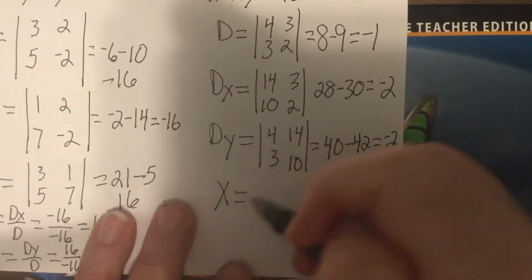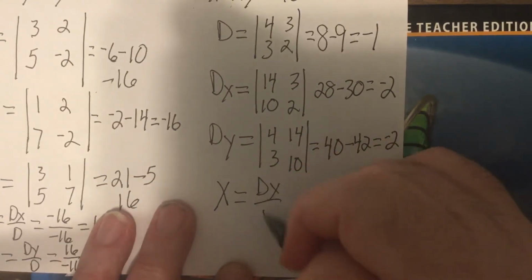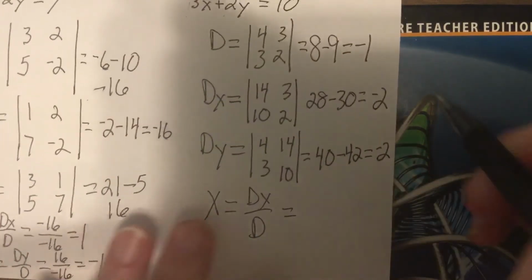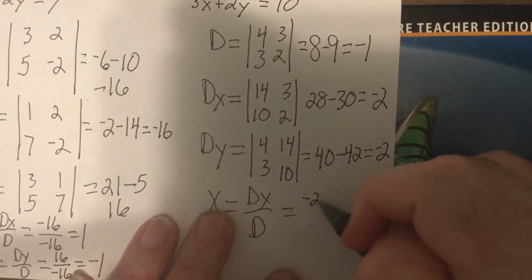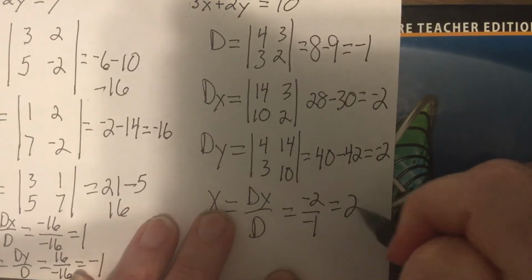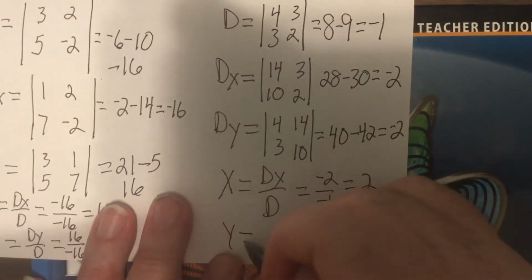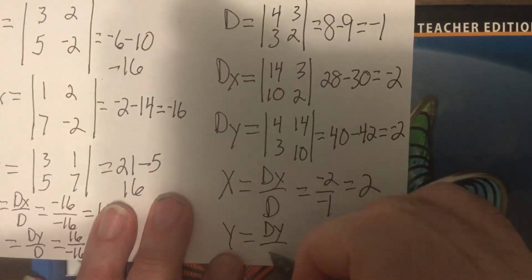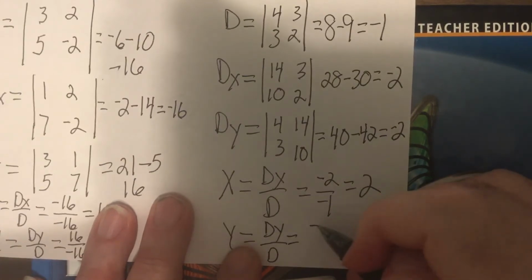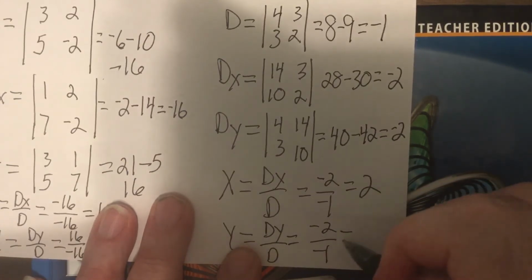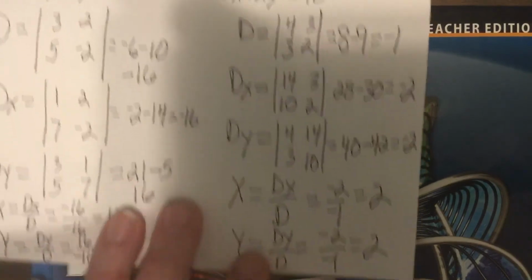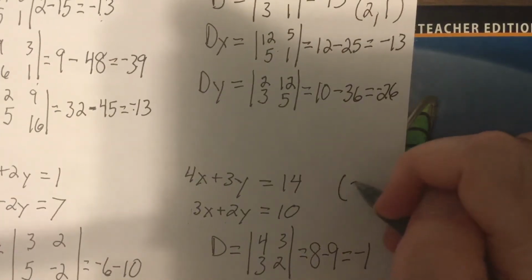So x is Dx divided by D, which would be negative 2 divided by negative 1, which is 2. Y is Dy divided by D, which would be negative 2 divided by negative 1, which is 2. So it's 2, 2.